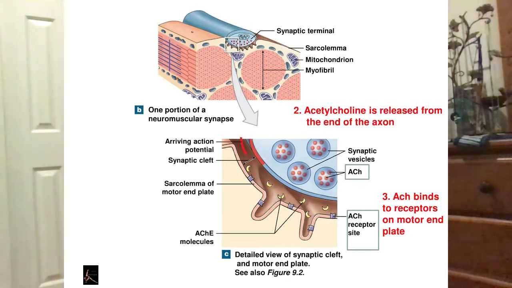Now there's another molecule in there. It looks like a little moon. It's called ACHE. That's an enzyme. We're going to come back to that in a minute. So just know that there's an enzyme that just floats around in the interstitial fluid of the synaptic cleft. It's just always there. And we'll come back to that at the end of our steps.